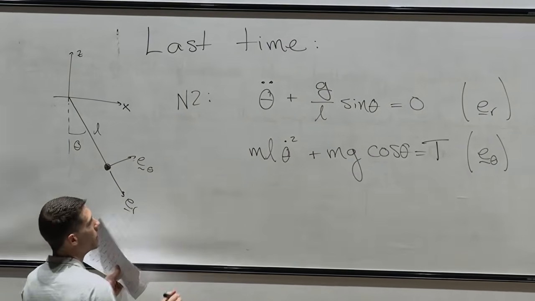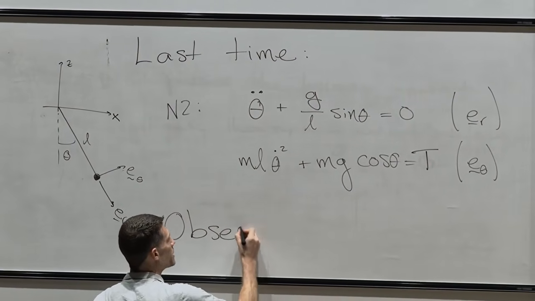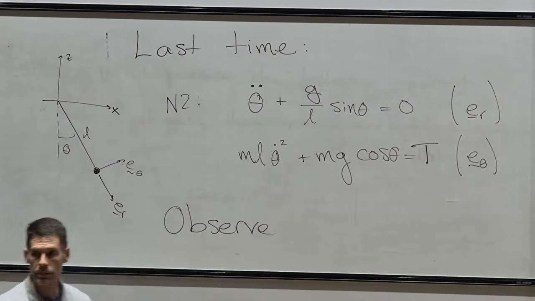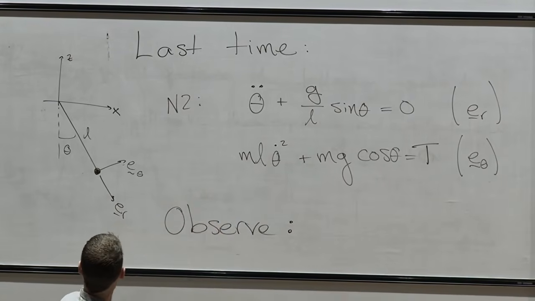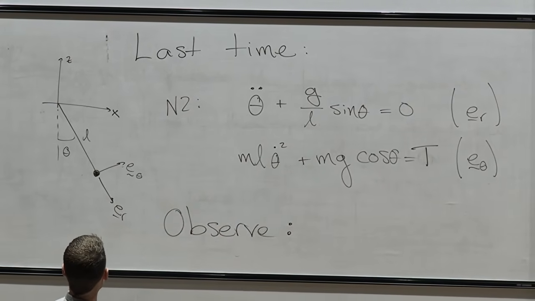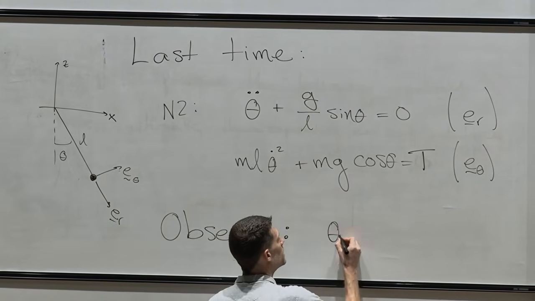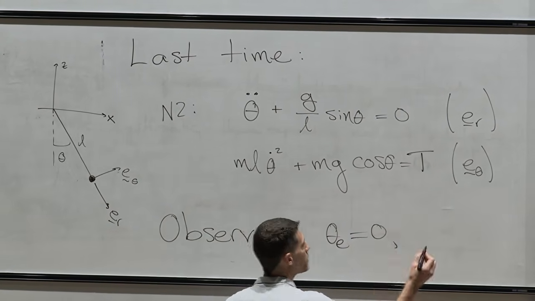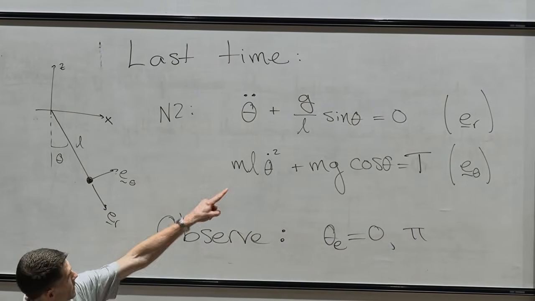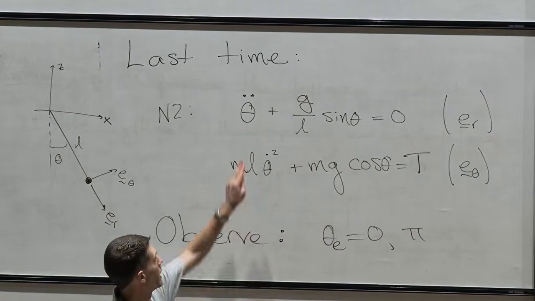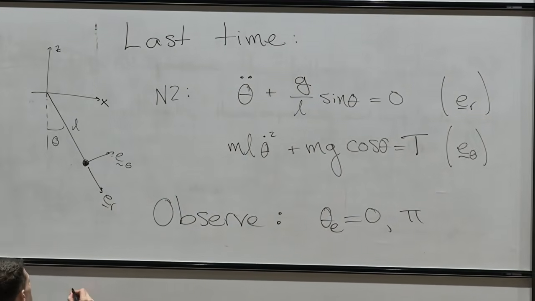So one calculation is we can look at equilibrium and stability, and this is I guess obvious and intuitive. There are two equilibria, so theta e equals 0 and pi are both equilibrium points because the sine goes away, so I get theta double dot equals 0.